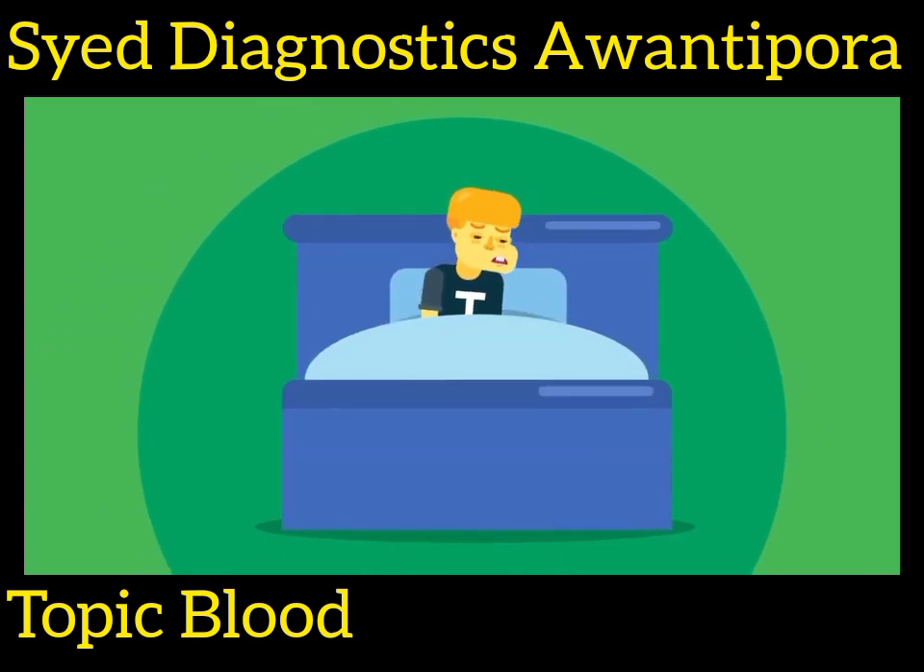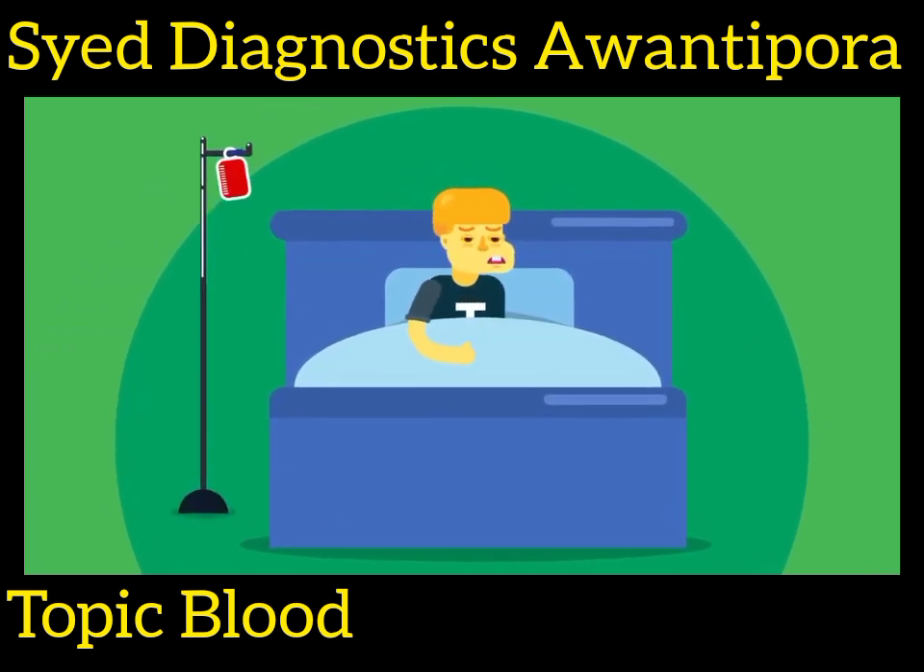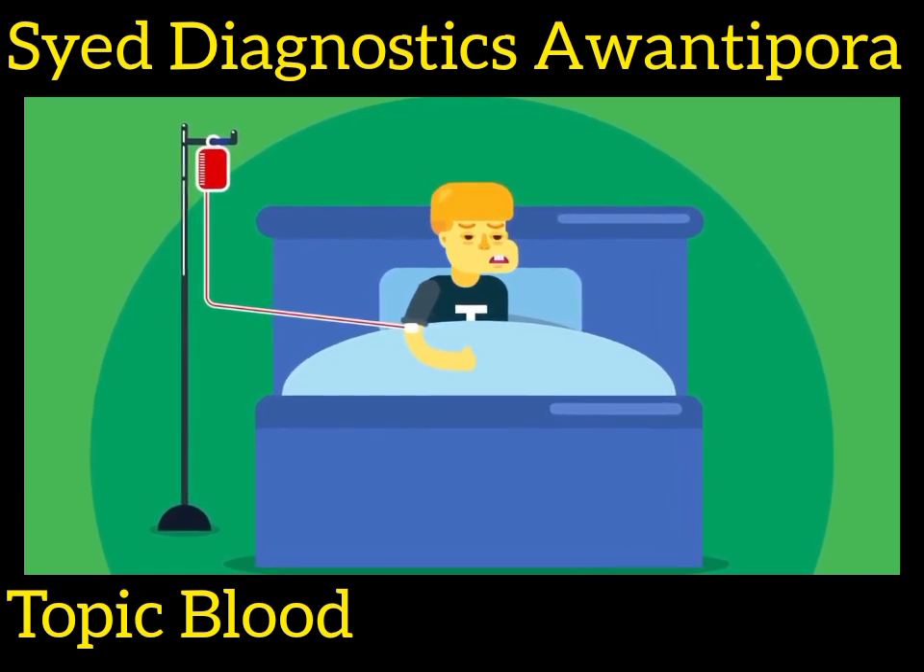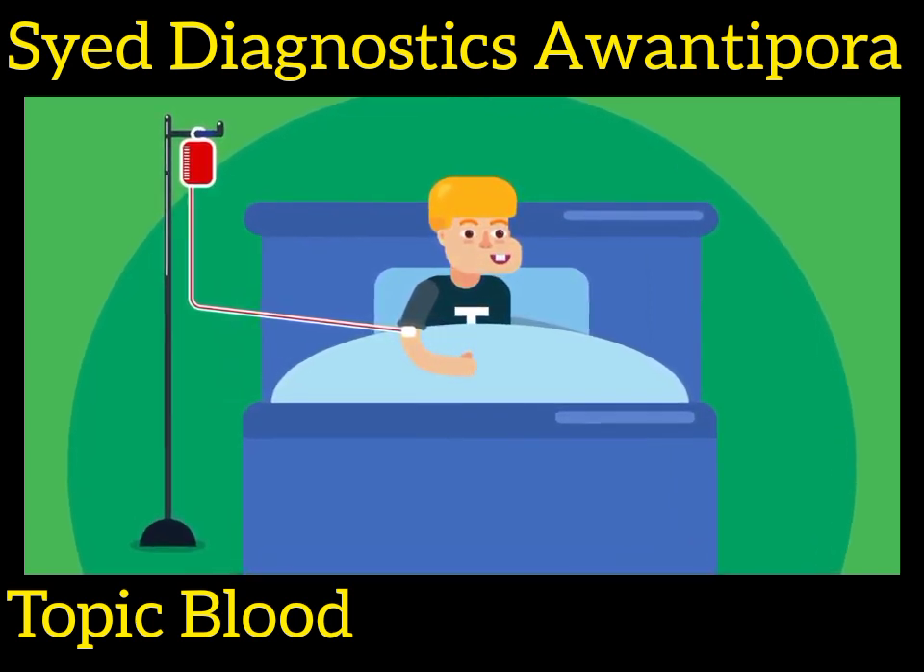People who suffer from thalassemia need to undergo regular blood transfusions to maintain healthy RBCs and hemoglobin levels in the body.